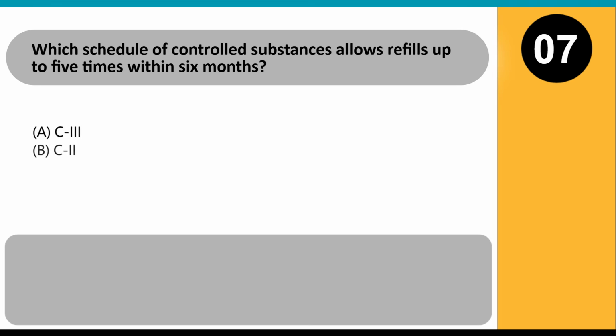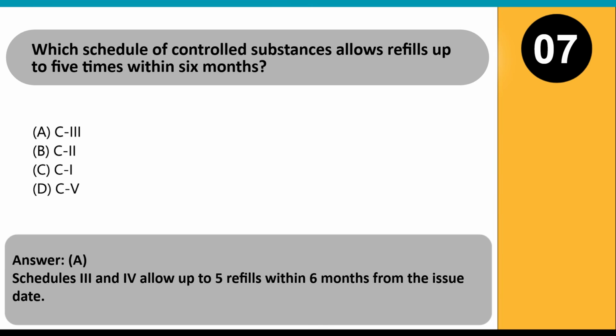Which schedule of controlled substances allows refills up to 5 times within 6 months? A. C3. B. C2. C. CI. D. CV. Answer, A. Schedules 3 and 4 allow up to 5 refills within 6 months from the issue date.